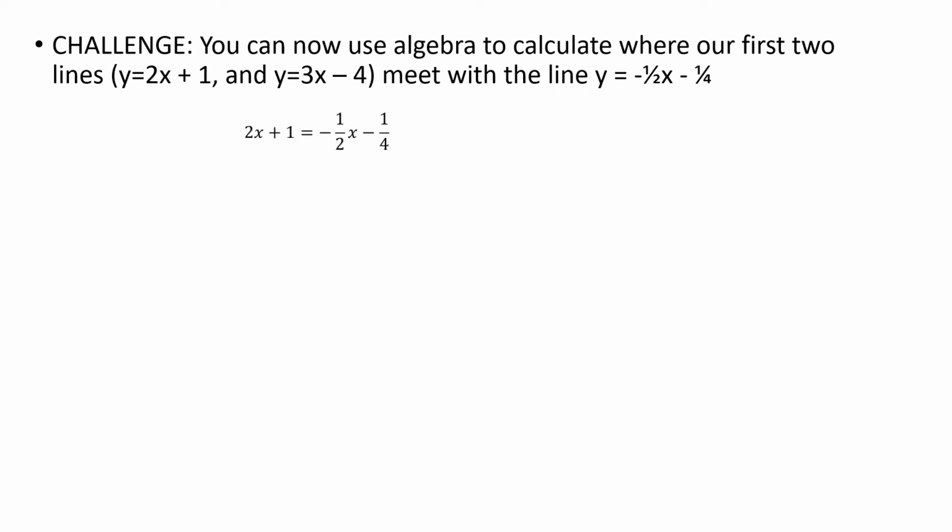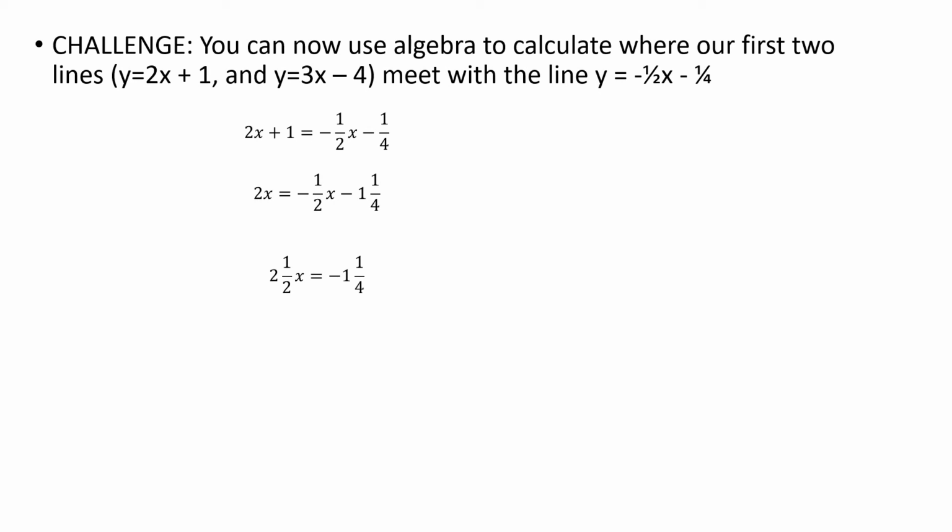So we put the lines equal to each other. y equals 2x plus 1 equals minus a half x minus a quarter. So we're now going to do a bit of algebra to move that around. We'll move the 1 first, so that becomes minus 1. We have 2x equals minus a half x minus 1 and a quarter. And now we can move the x term. It's going to become plus half x, so 2.5x equals minus 1 and a quarter.